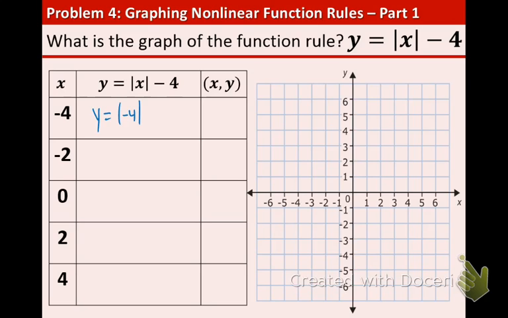-4 is going in. The absolute value symbols, those are absolute value. Remember what happens, it becomes positive or stays positive inside the symbols. So we have +4 -4, and that equals 0. So our first coordinate point is -4, 0. We're going to keep plugging in those values and figuring out what the output values match up with. So pause here and fill out the table, and we'll come back together in a second.